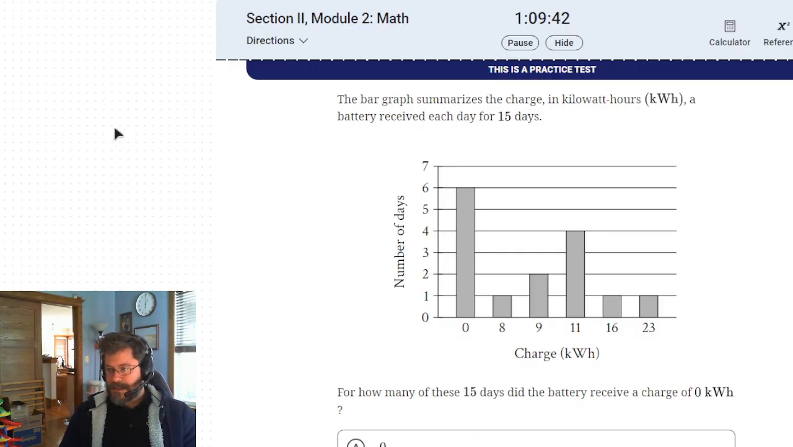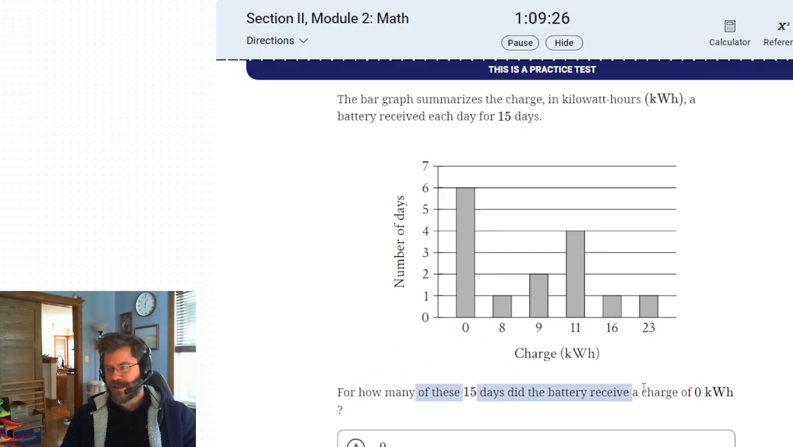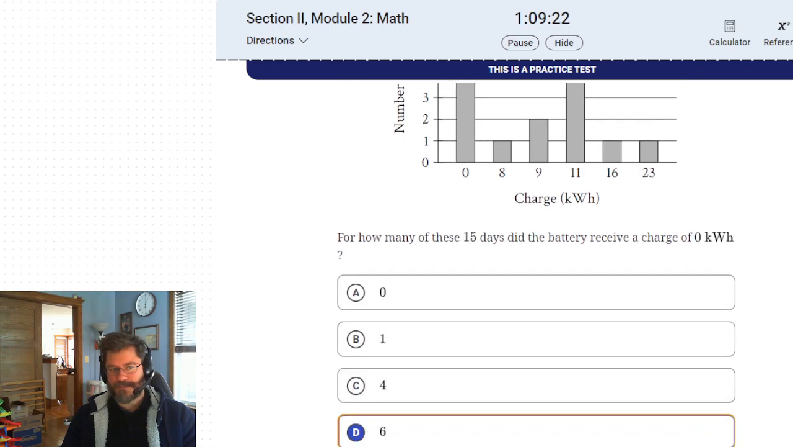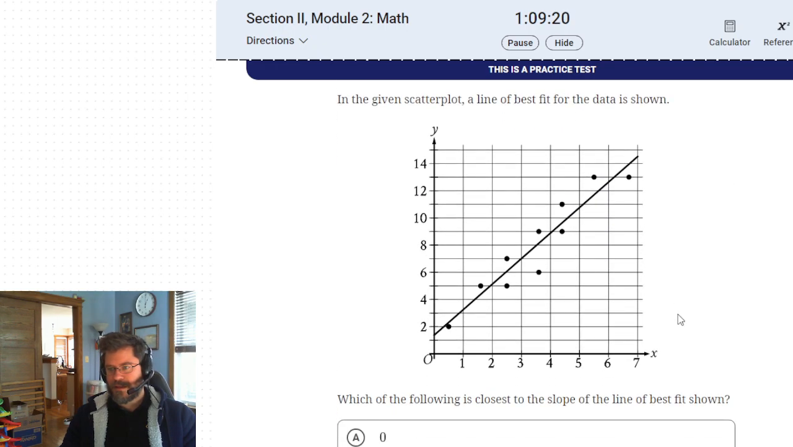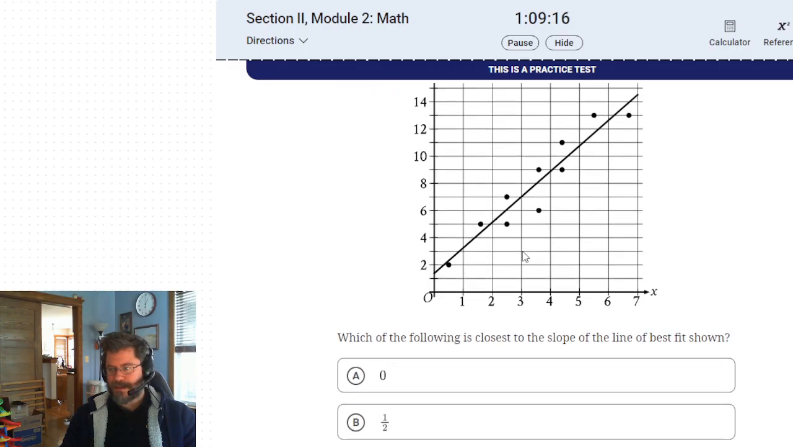For how many of these 15 days did the battery receive a charge of 0? None of them. Zero charges on the x-axis. Be mindful of your axes, people. That's kind of how the ACT gets you as well. They'll try to change up your axes. So naturally, a charge of 0 was received on 6 of these days. You'll notice that I'm skipping the top part there a lot.